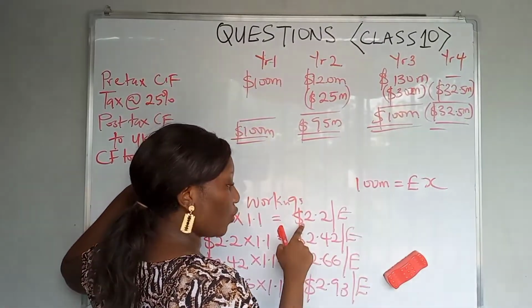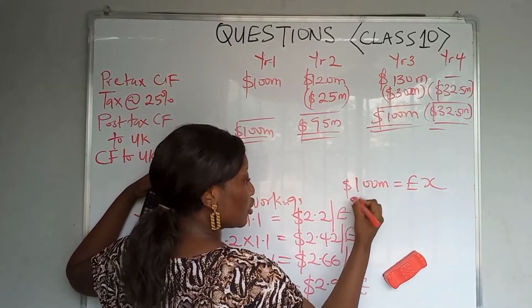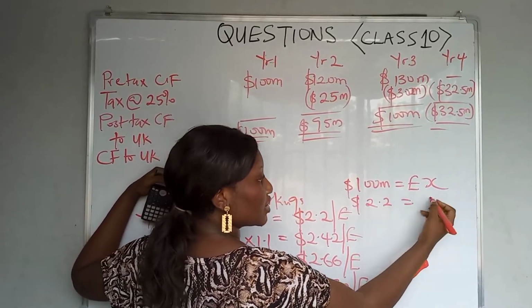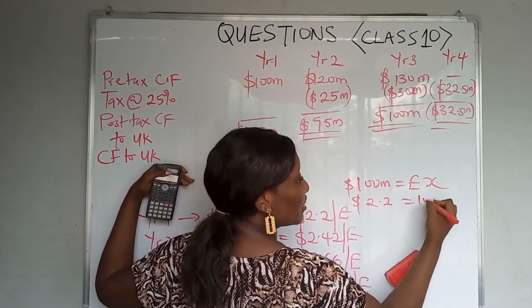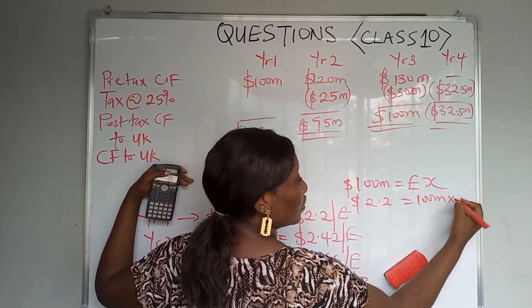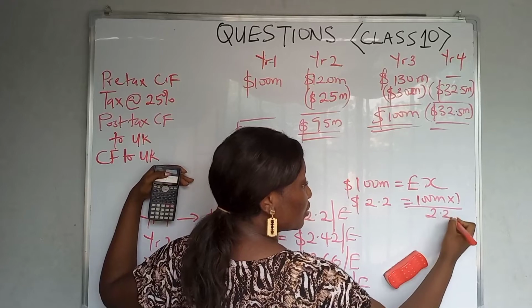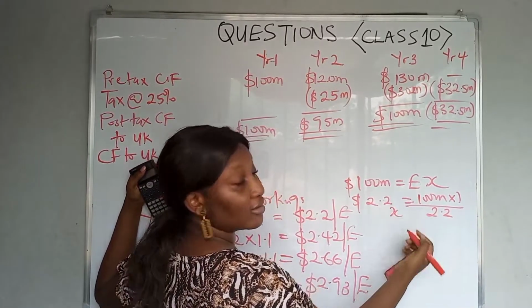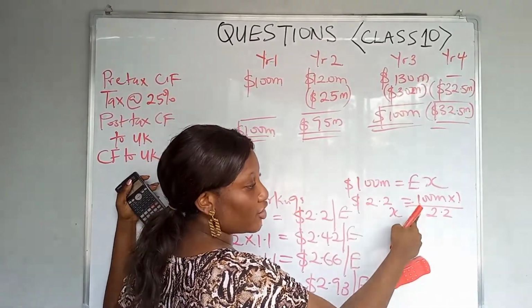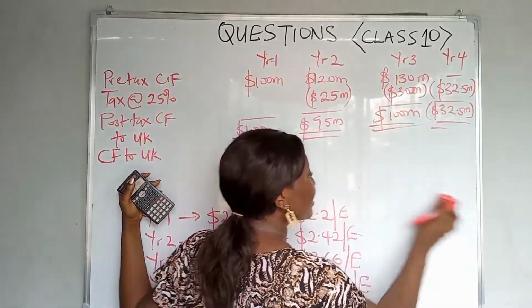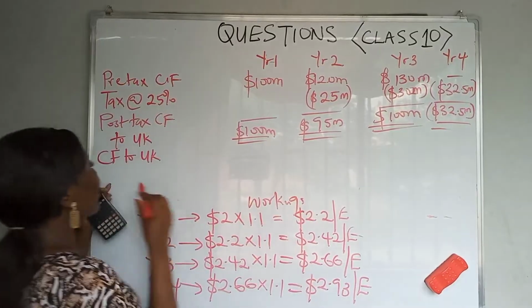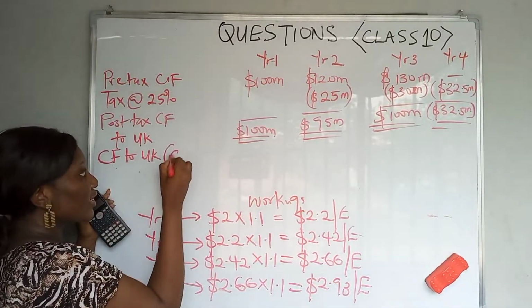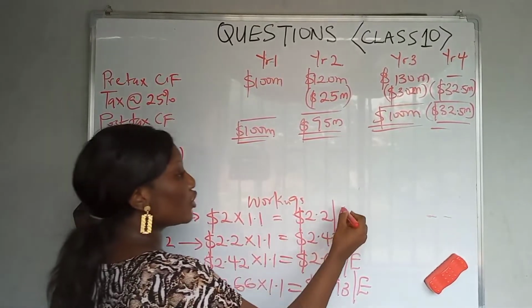And the exchange rate in year 1 is $2.2, that will give you this. So you cross multiply, you have this times this. That will be 100 million times 1 over 2.2, right? X will now be the subject of the formula. Do you understand? That's why it is 100 million divided by. And I said in the previous class that when you are converting to base currency, you divide. We are taking cash flows to UK, which is in pounds, right? So you are going to divide.